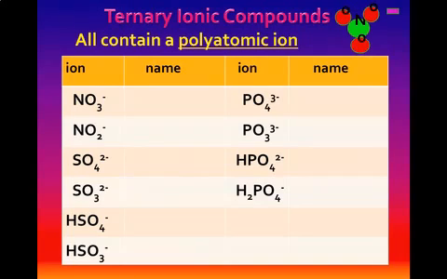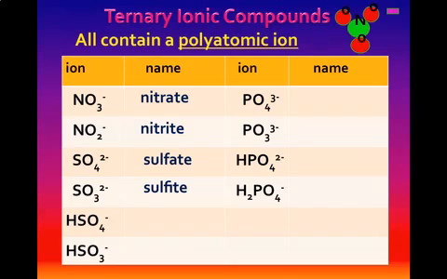to bond. Most of them are negatively charged, so they want to bond with metals. You'll want to memorize a lot of these and be familiar with the rest. The first one is nitrate, and then we have nitrite, sulfate, and sulfite. These four are pretty common, so you'll want to memorize these. You can see a pattern forming: where it has an extra oxygen, it ends in -ate, like nitrate or sulfate, and where it has one less oxygen, it ends in -ite.